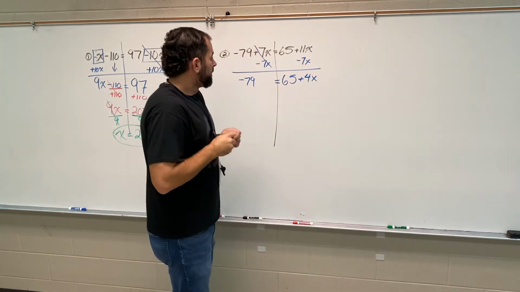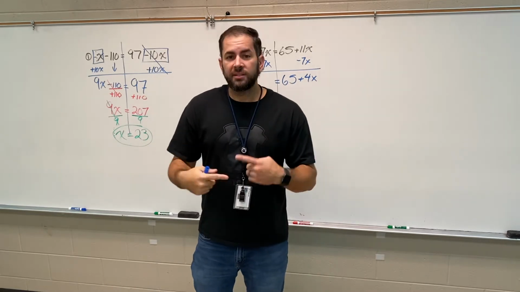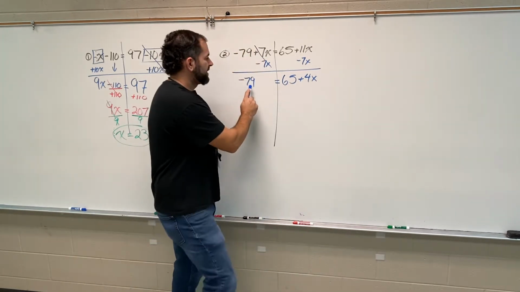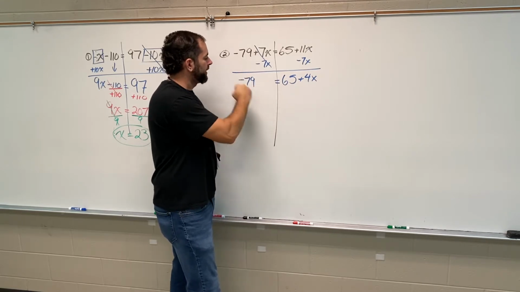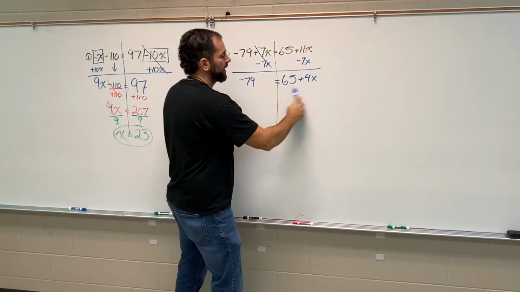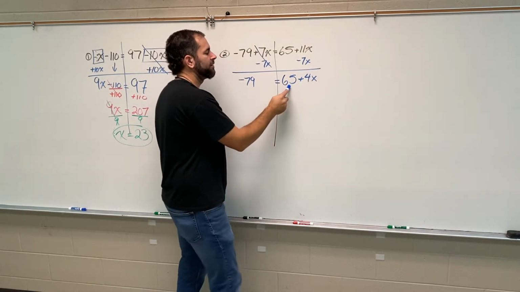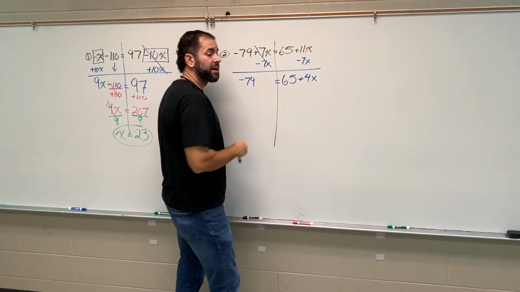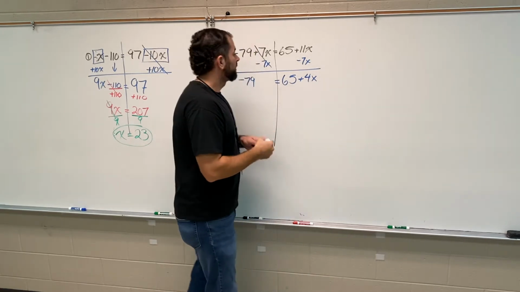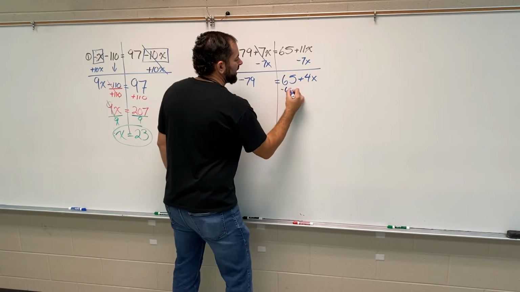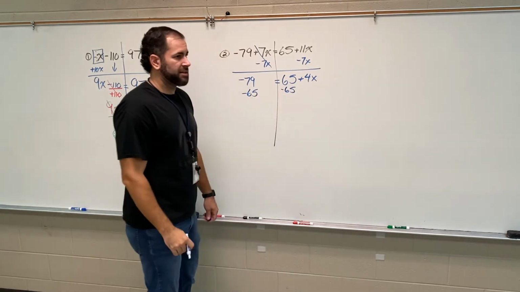All right? From here, again, just like on number 1, we want to get the constants together now. This negative 79 has to stay here. Right? It can't move because that's the only thing there. So that means I have to move something from the right side over to the left. And I'm going to move this 65 over. This 65 is positive. So to get rid of a positive number, I have to subtract it. I'm going to subtract 65. I should have done this in a different color, sorry. Subtract 65 from both sides.